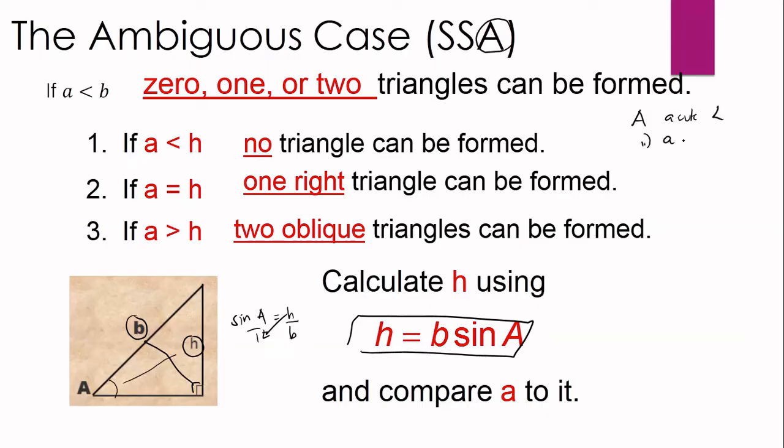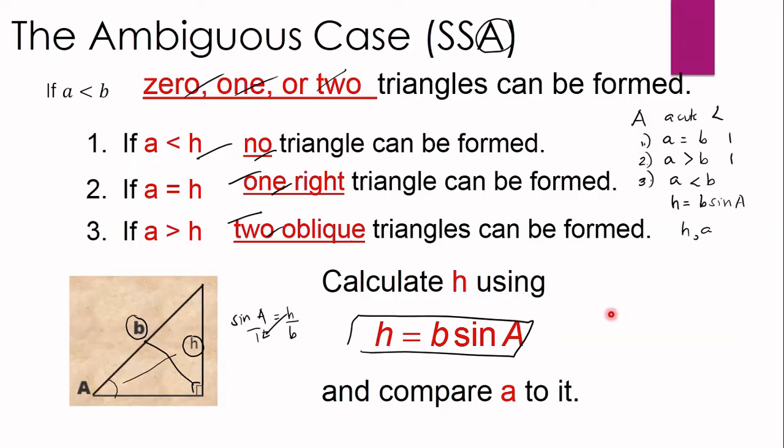Case number 1, if A is equal to B, one triangle. Case number 2, if A is greater than B, one triangle. Pero pag case number 3, A is less than B, ito ang pwedeng mangyari. Anong unang gagawin? Kukuhanin natin ang H. Ano ang equation? B sine A. Then pag alam nyo na yung H, you are going to compare it with A. And this will be the result: no triangle, 1 right triangle, and 2 oblique triangles. I hope you can follow.